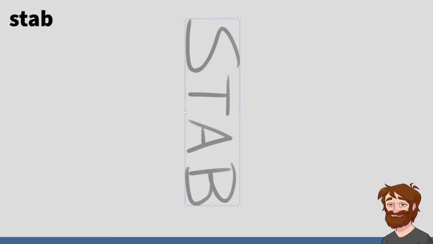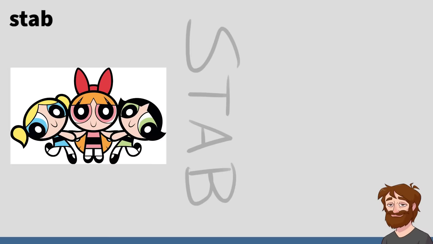Be sure to make a new layer or else you're going to regret it. The A is the stabbing arm. The B is basically the little Powerpuff Girl legs. Okay. This could be a Powerpuff Girl. Here, I do like the hair swoop idea. Let's start with the hair swoop.